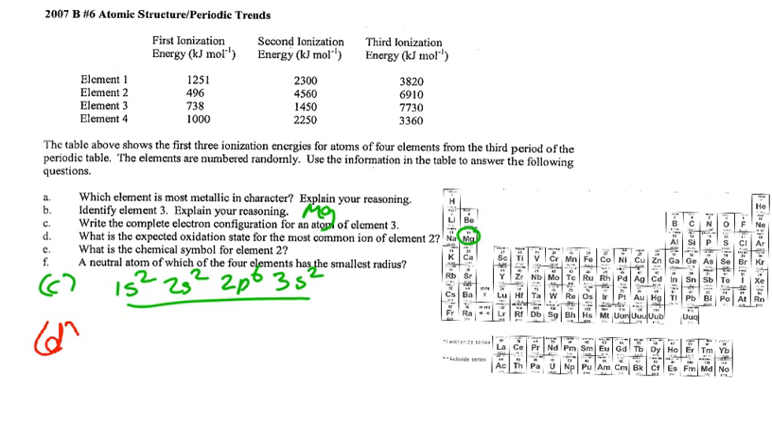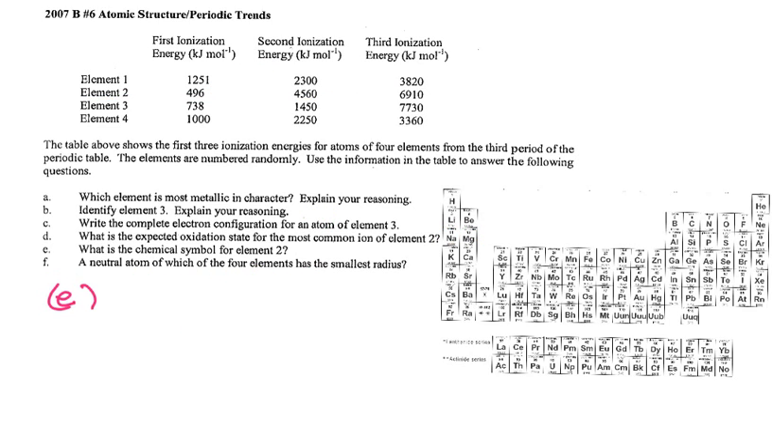So in D, they want to know what is the expected oxidation state of element 2. Notice element 2, it's almost 10 times the energy for losing electron 2, whereas it's not even close to 10 times to lose the next one. So I think element 2 is one that likes to lose 1 electron, but not 2. So it's probably going to be sodium here. It likes to lose 1 to become like neon, but not 2. So the most common oxidation state is going to be +1. Oxidation state meaning just charge.